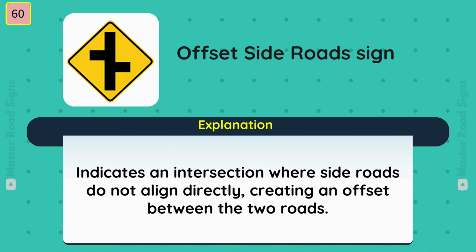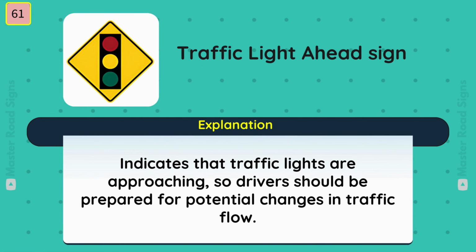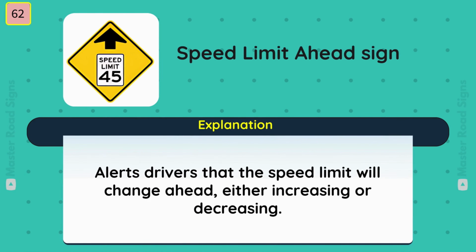Offset side road sign indicates an intersection where side roads do not align directly, creating an offset between the two roads. Traffic light ahead sign indicates that traffic lights are approaching, so drivers should be prepared for potential changes in traffic flow. Speed limit ahead sign alerts drivers that the speed limit will change ahead, either increasing or decreasing.